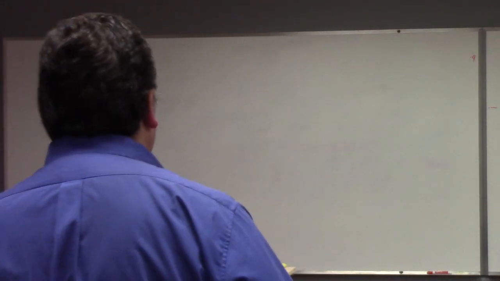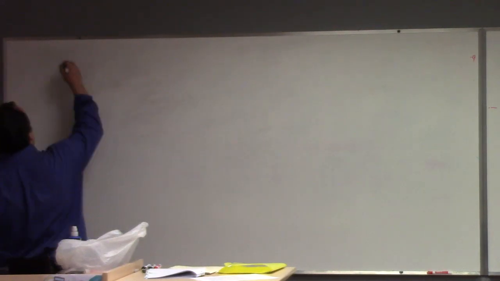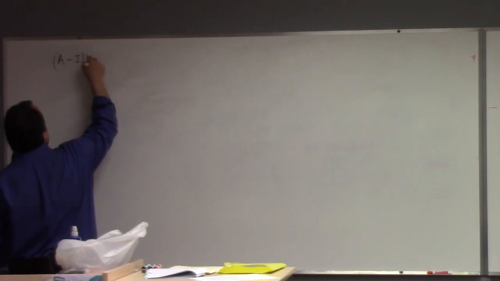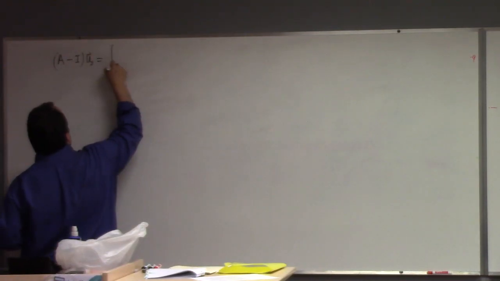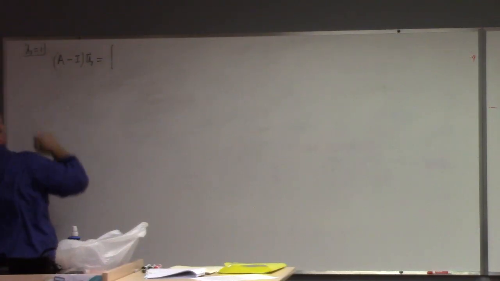What do we got here? So my remaining eigenvalue was 1. All right, so now I need to solve A minus I times u3. Right, so this is my lambda 3 equals 1 eigenvalue.